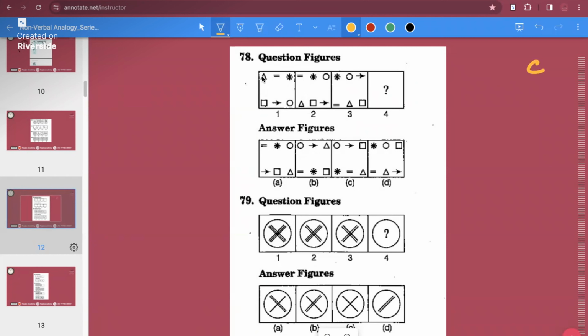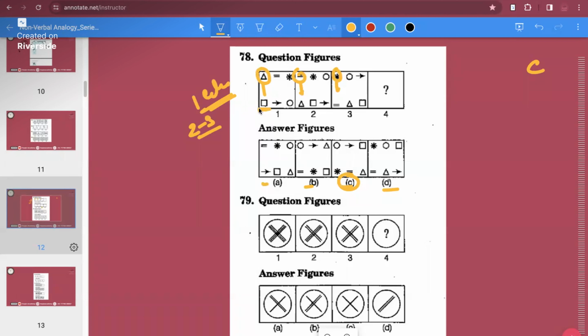One thing is clear: the triangle in this corner, whatever the element is, is moving down. The triangle came here, and this will come down. If this comes down, there is a very good probability that C is your answer. But we will not conclude based on a single element. We will at least verify with 2, 3 more elements. Okay, at least 2.